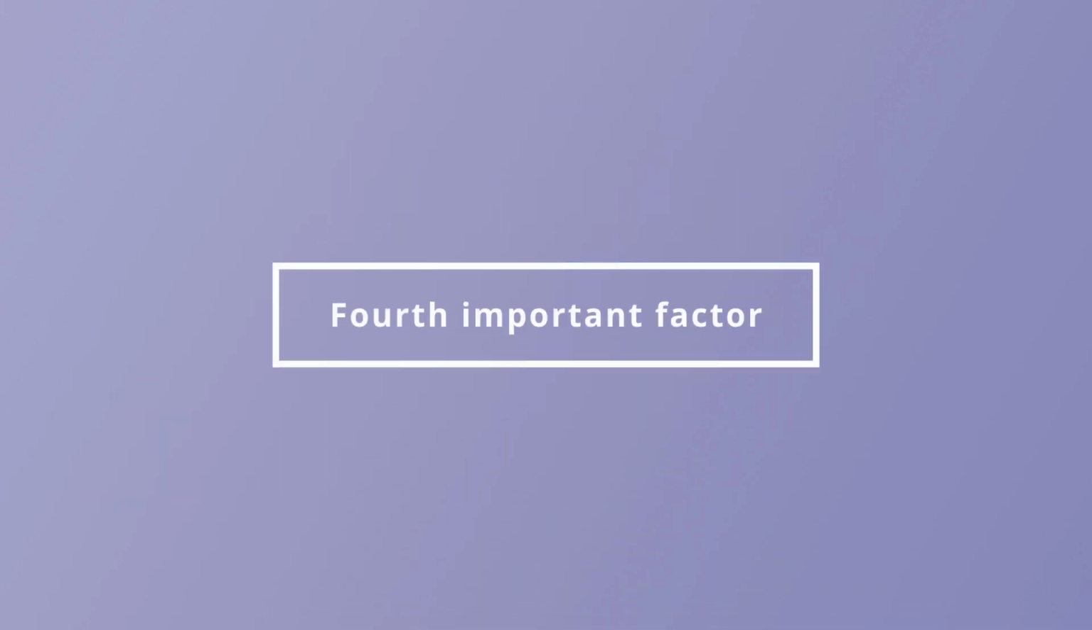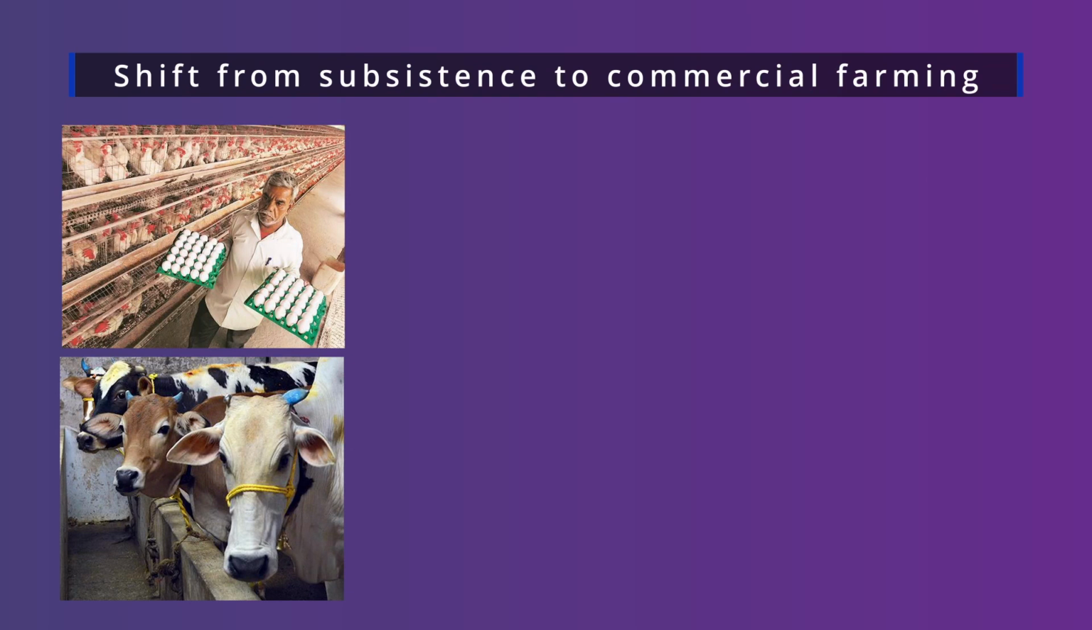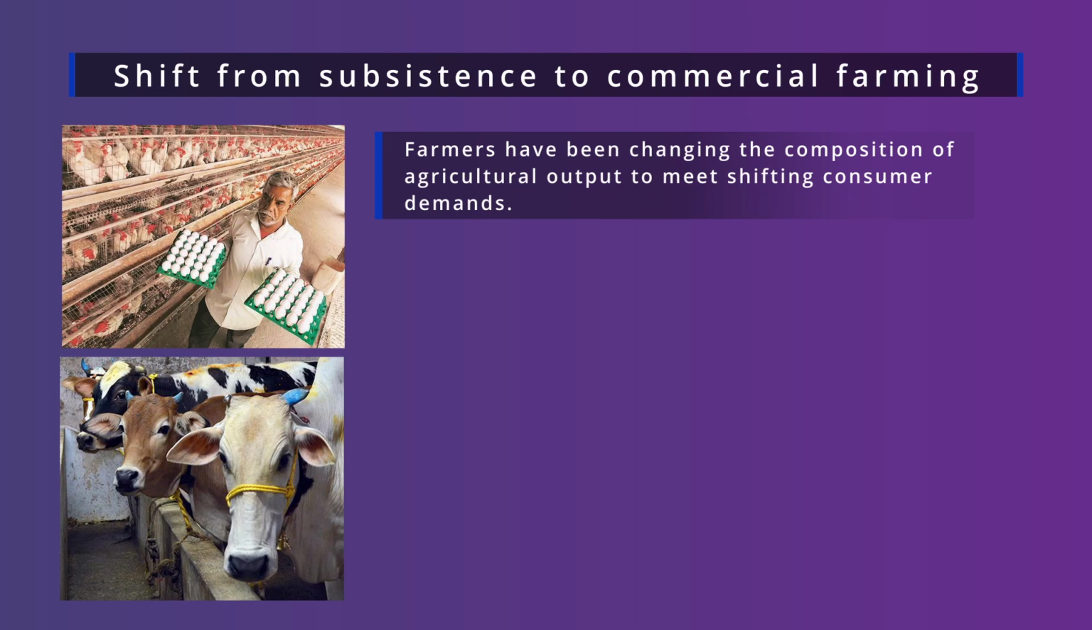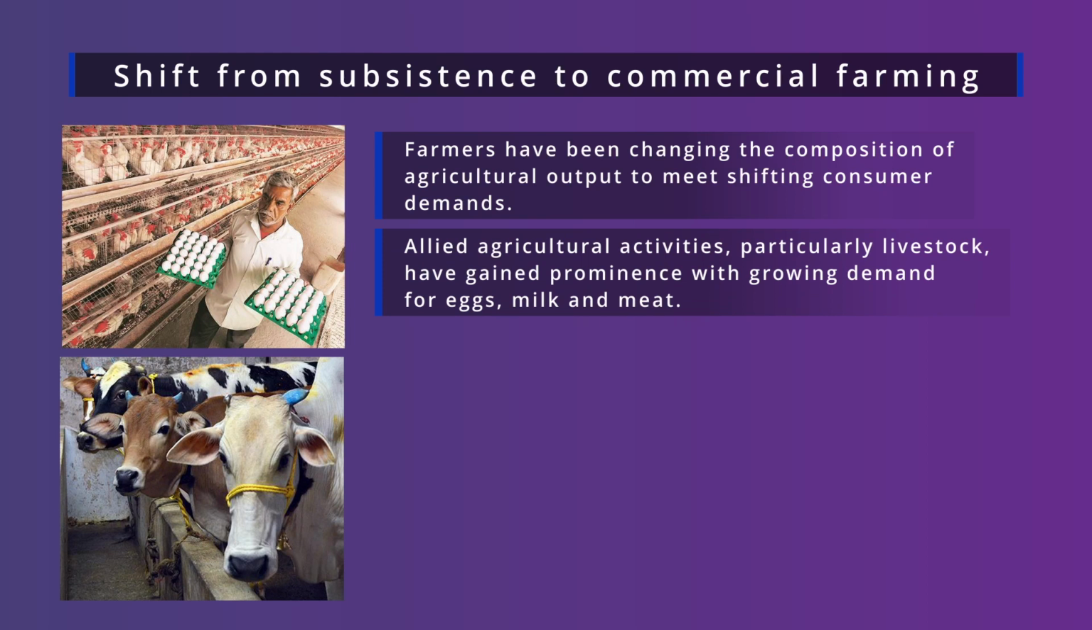The fourth important factor that I want to mention in this connection is the shift from subsistence farming to commercial farming. Now, over time, the consumers' preference, their dietary pattern, has changed. Now they are moving from cereals to high protein value foods, and as a result, what is happening? The farmers' cultivation is also trying to match up with the changing customer demands. So the demand for livestock products, particularly meat, fish, eggs, has increased in a substantial way.